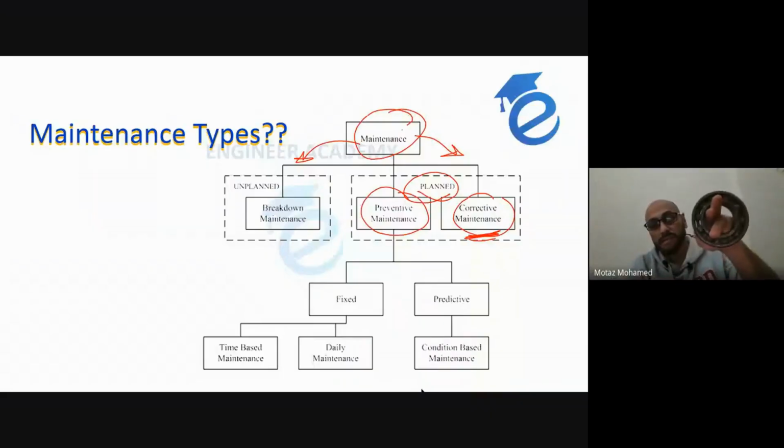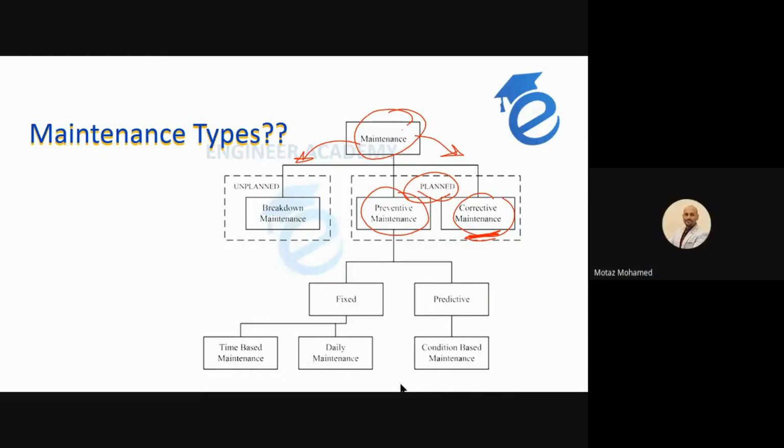This bearing is still unfailed. It's still one piece. But this one has been replaced due to high vibration. Then we can still do corrective maintenance, but this corrective maintenance action is coming from condition monitoring.